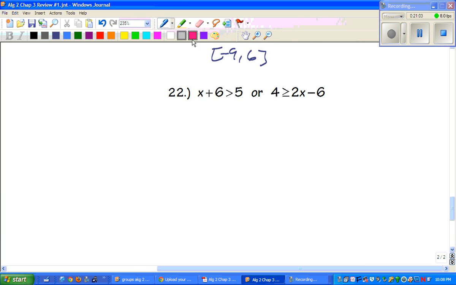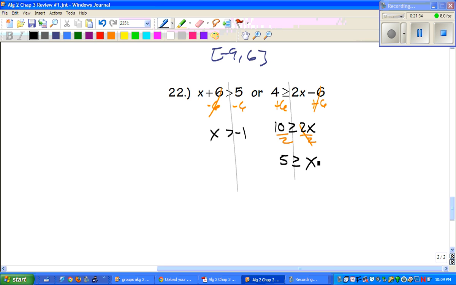Okay, and our last one. Remember, 2 separate problems. Solve for x. I'm going to subtract 6 to both sides. We get x is greater than -1. On the opposite side, I'm going to add 6 to both sides. 4 plus 6 is 10. Divide both of those by 2. We get 5 is greater than or equal to x.